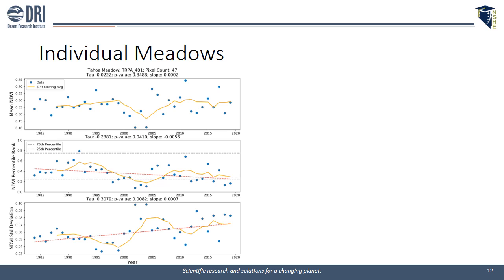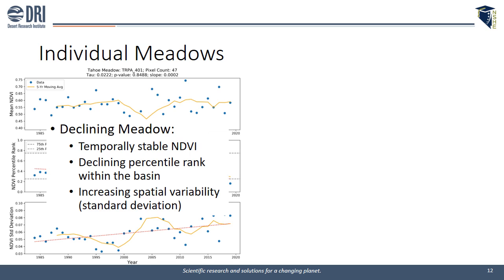Again, this is capturing the spatial variability within this meadow. And that standard deviation is increasing. So that might indicate that there's something going on in the meadow that's changing the distribution of water available to the plants themselves. And so what we see here is that we're going to say that this meadow is declining.